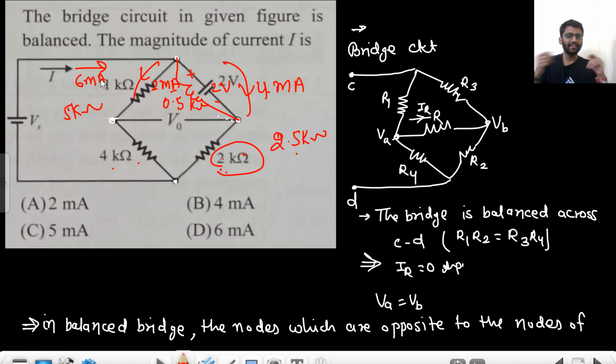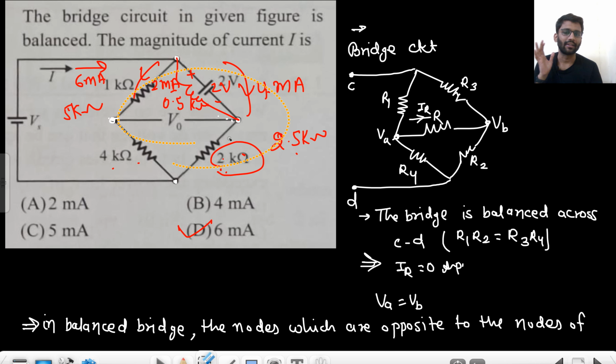This doesn't really make any sense. Answer is correct, 6 milliampere. Okay, fine. But this doesn't really make any sense. What you are doing here? How can you assume a resistance there? Then the same voltage drop across that, then you are finding the current, then you are saying 2 plus 0.5, so I will have 2 milliampere. This doesn't really make sense.